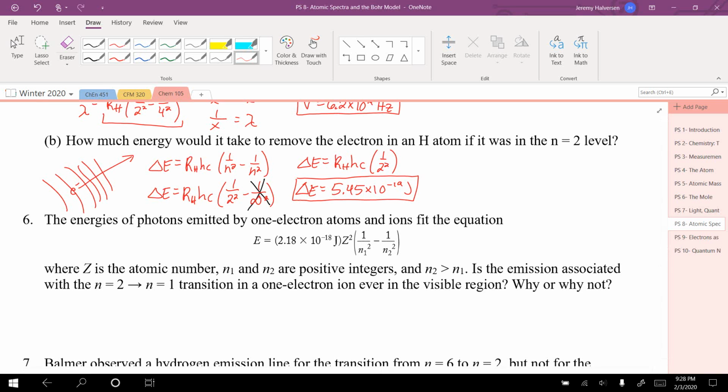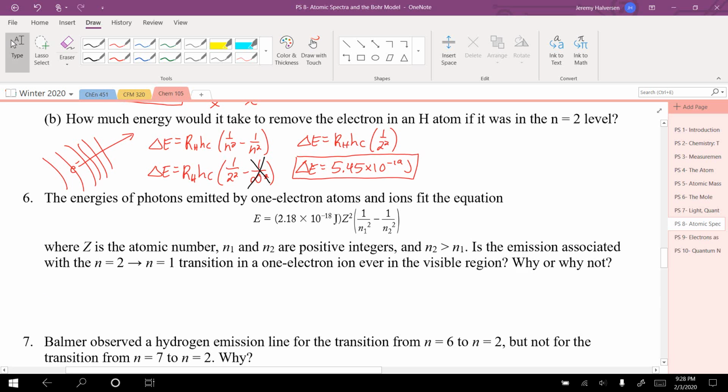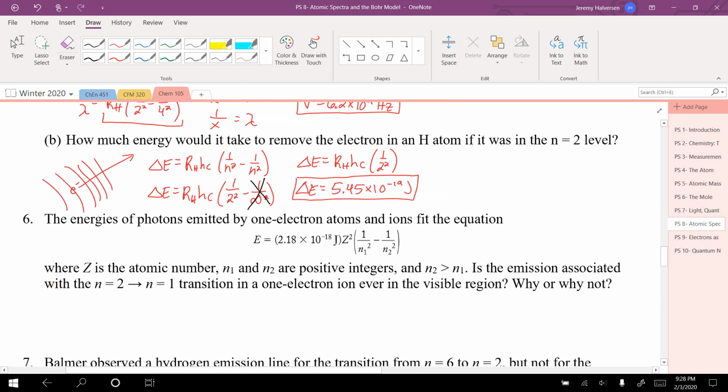Okay, the energies of photons emitted by 1 electron atoms and ions fit this equation. Don't be confused. This is not a new equation. If I multiply RH by h by c, it equals 2.18 times 10 to the negative 18. All they've done is multiply these constants together for you. Not a new equation. Same thing you've always been seeing. And Z, for most cases, is 1 because we're dealing with hydrogen.